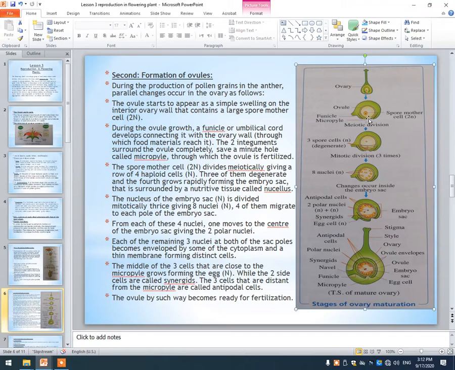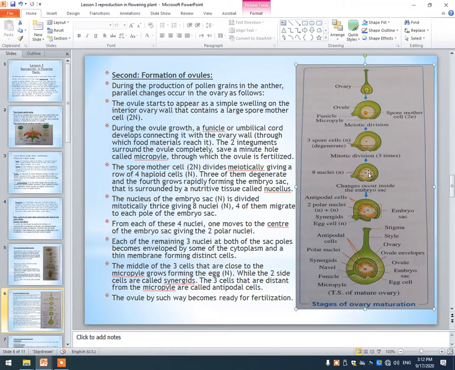The spore mother cell divides meiotically to give 4 haploid cells. 3 of them degenerate, and the 4th one grows rapidly, forming the embryo sac. One of the cells forms the embryo sac.